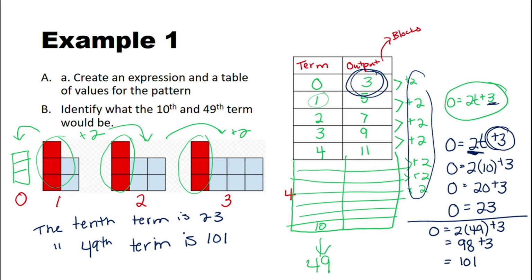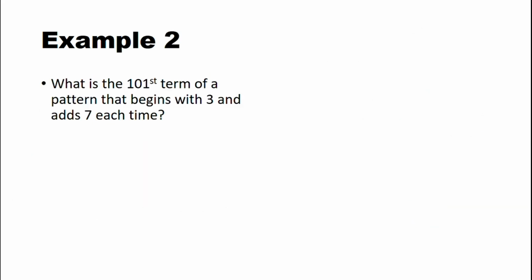Okay, let's do another example. So this time we don't have a visual pattern. And as you move into high school, you're not going to see that anymore. So you can use a concrete representation, and that is fine. But what we're looking for now is just how would you solve a simple problem like this? You don't have to use a concrete picture. So what is the 101st term of a pattern that begins with 3 and adds 7 each time?